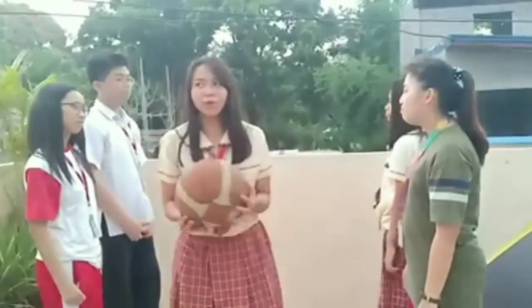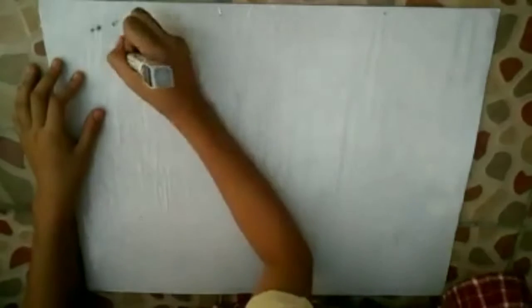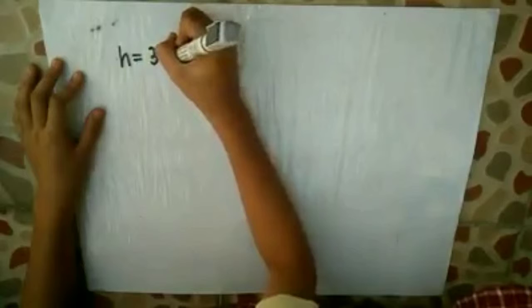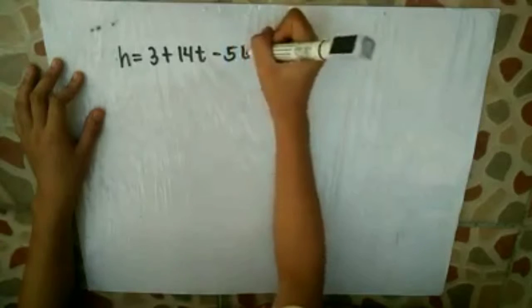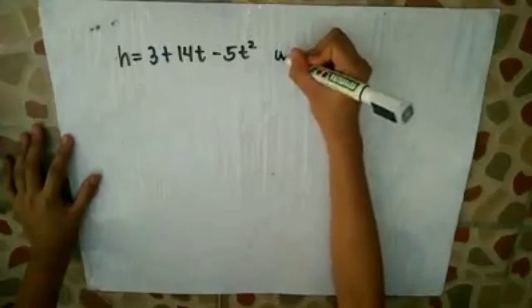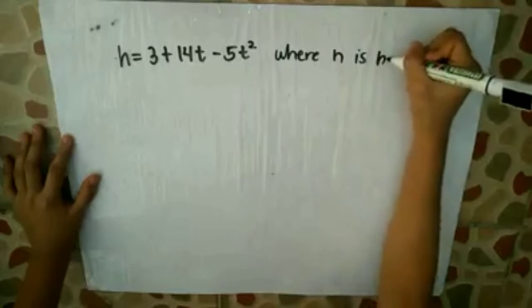Wait! How can we apply quadratic equations? A ball is thrown from 3 meters above the ground with a velocity of 14 meters per second. When does it hit the ground? We can use a quadratic equation in this situation, where h equals 3 plus 14t minus 5t squared, where h is height and t is time.